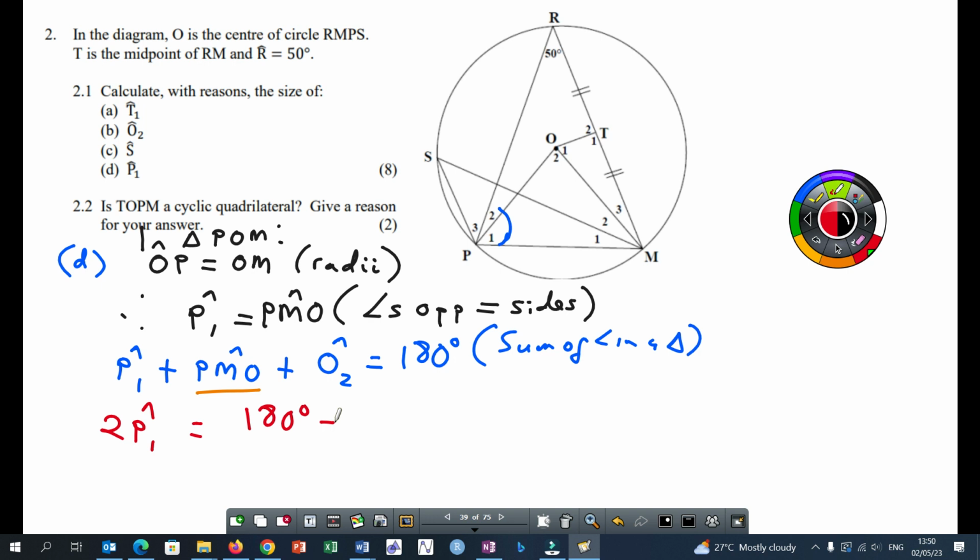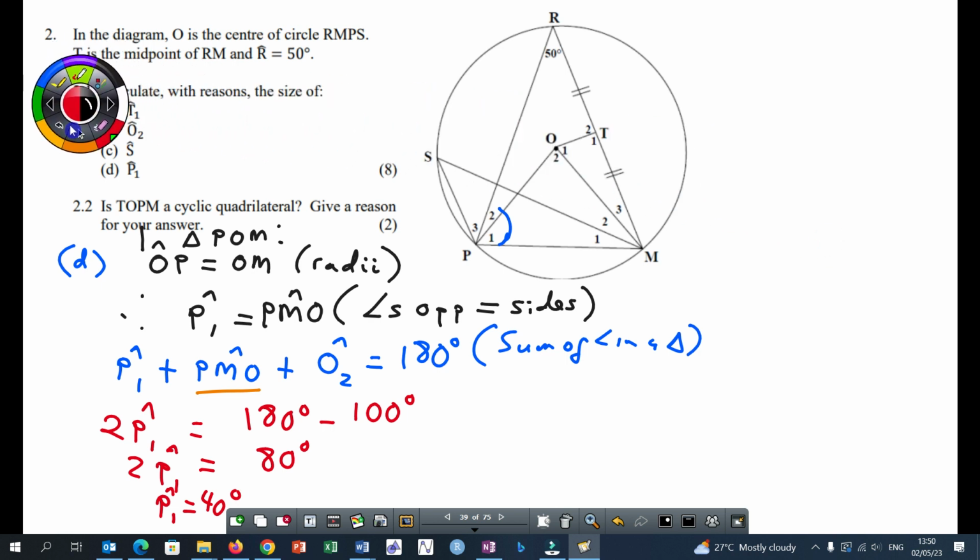Did I say P2? Or is it a mistake? Don't worry about that. What's important is what I wrote here. So this becomes 2P1 is equal to 80, so P1 is going to be 40 degrees. Okay, so that's the answer there.